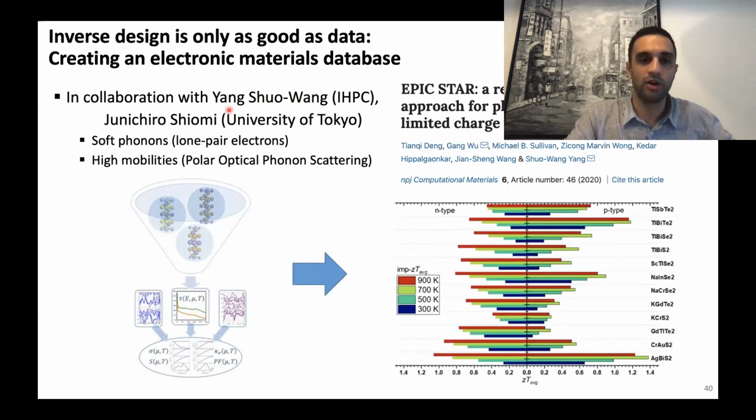In collaboration with Dr. Yang Chong's team in IHPC and Junichi Yoshiomi at the University of Tokyo, we look at electron scattering times of inorganic crystals with very high accuracy, but at about 10 to 100 times reduced cost. So in a supercomputer, it takes 10 times less time to actually predict the functional properties of these materials, right? This way, we've already gone through about 1,000 compounds at this point. We're wrapping up about 3,000 inorganic compounds.